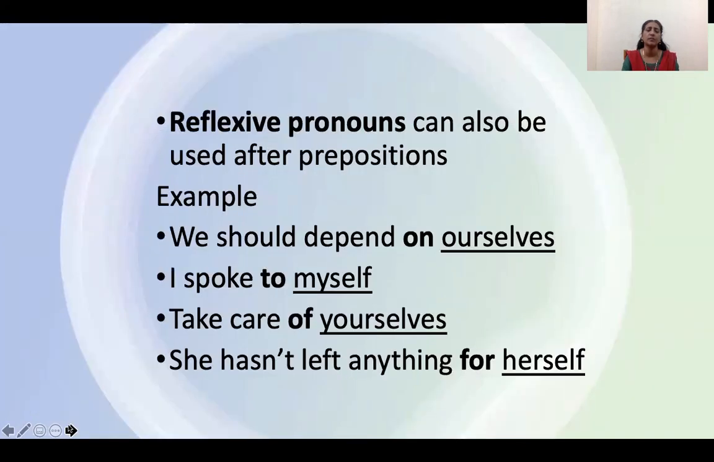Reflexive pronouns can also be used after prepositions. Examples, we should depend on ourselves. I spoke to myself. We can see the preposition on is used before the reflexive pronoun ourselves, and the preposition to is used before the reflexive pronoun myself. Take care of yourselves. She hasn't left anything for herself.